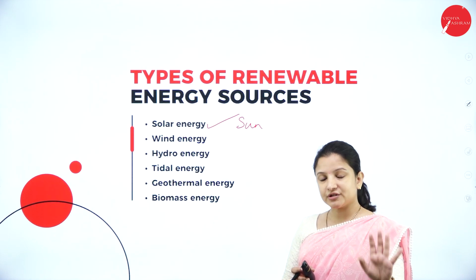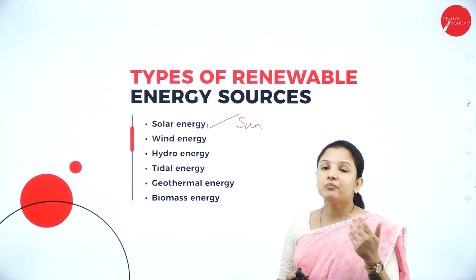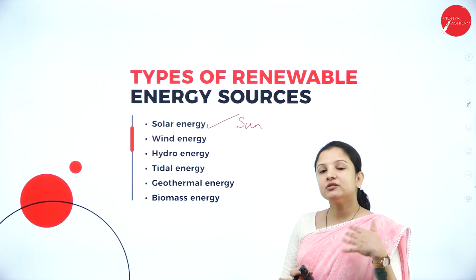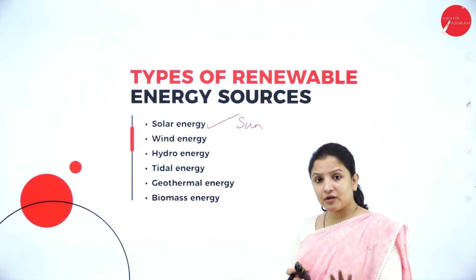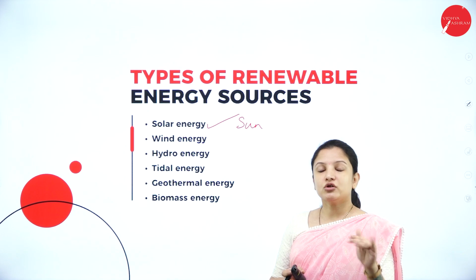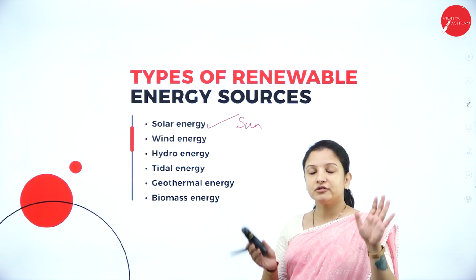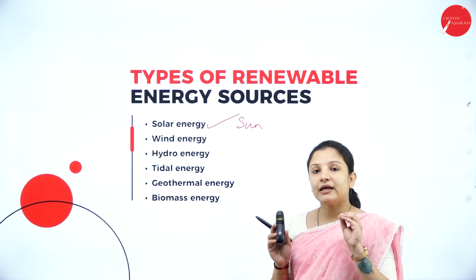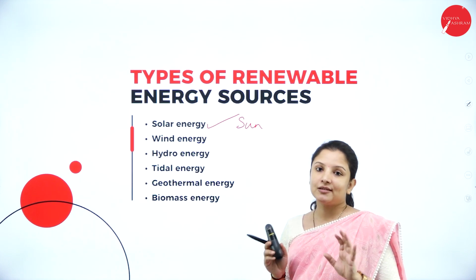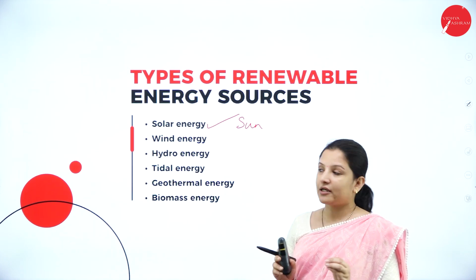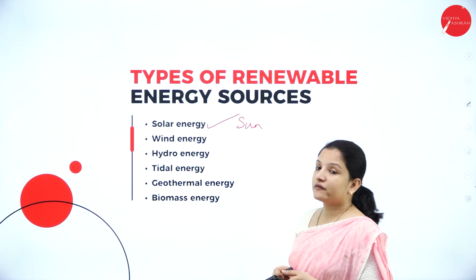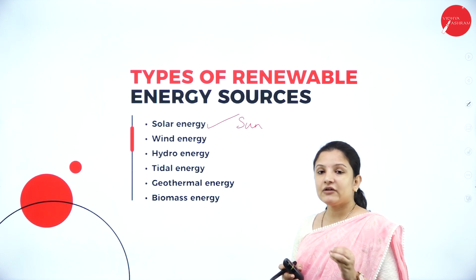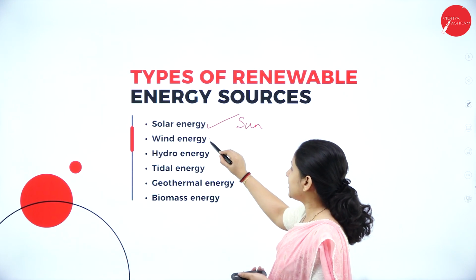It will never die. Of course, the sun will die, but it will take billions of years for the sun to die, because the sun is also a star. So therefore, it will have a lifespan. But as of now, for this generation and for the coming generations also, the sun will still be there and the energy generated by the sun will still be there. It will never get depleted. So the sun is the best example, wherein solar energy is one of the best examples of a renewable energy resource.